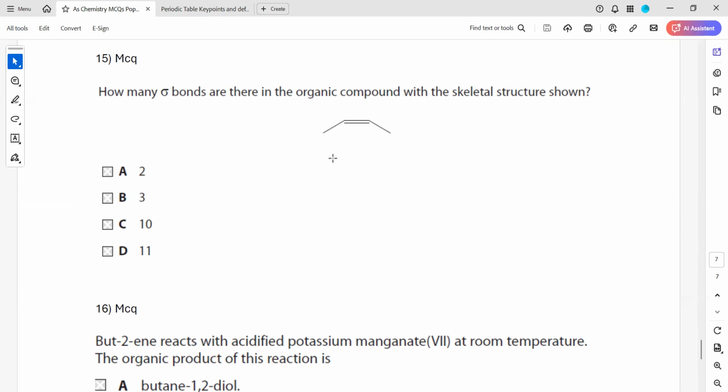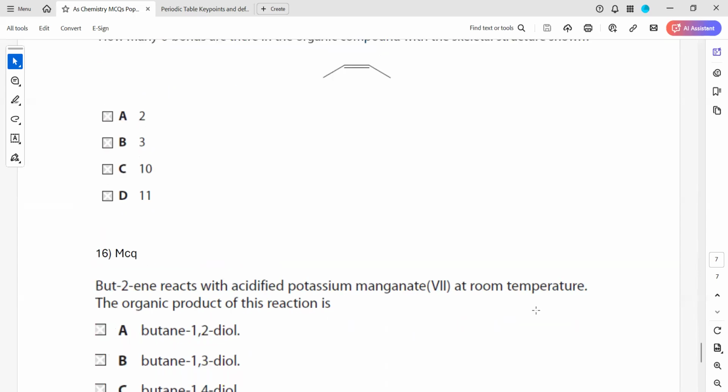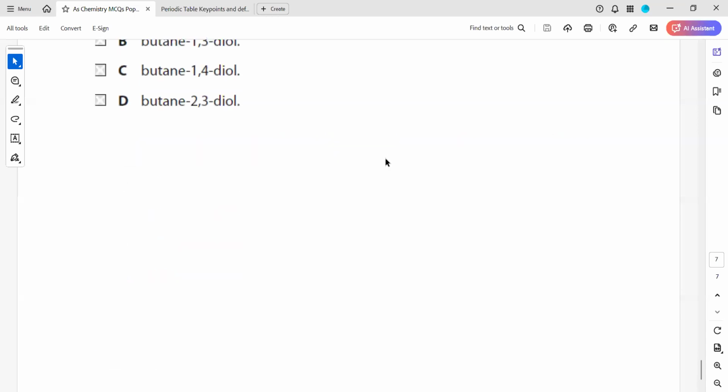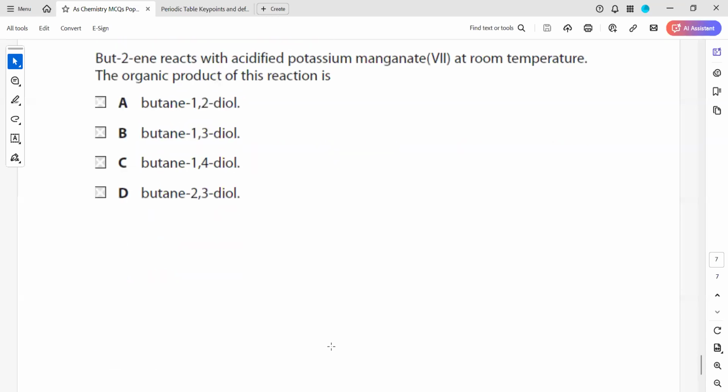How many pi bonds and how many sigma bonds are there in this organic compound? Question 15, any doubt? Question 16, no doubt.